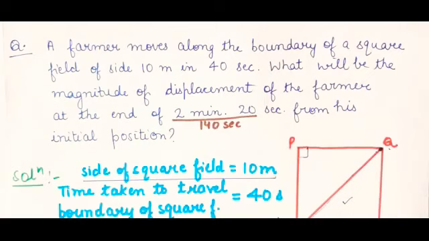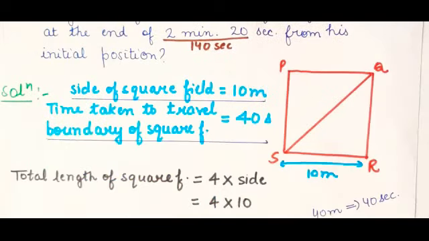In lecture number 1 there was a question. A farmer moves along the boundary of a square field of side 10 meter in 40 seconds. What will be the magnitude of displacement of the farmer at the end of 2 minutes 20 seconds from his initial position? There is a farmer, he is moving along the boundary of a square field.